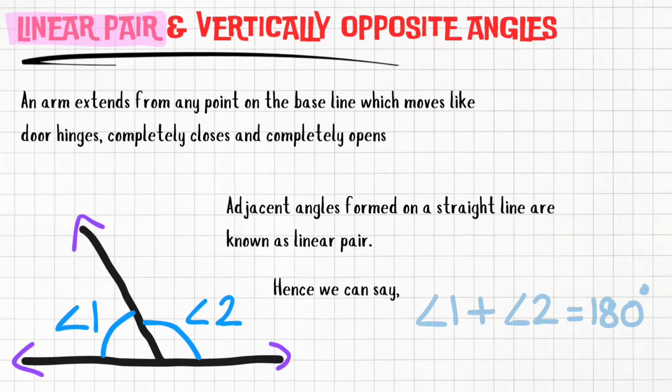A linear pair is two adjacent angles that are separated by a common arm and formed on a common vertex, especially on a straight line. Hence, angle 1 plus angle 2 equals 180 degrees.